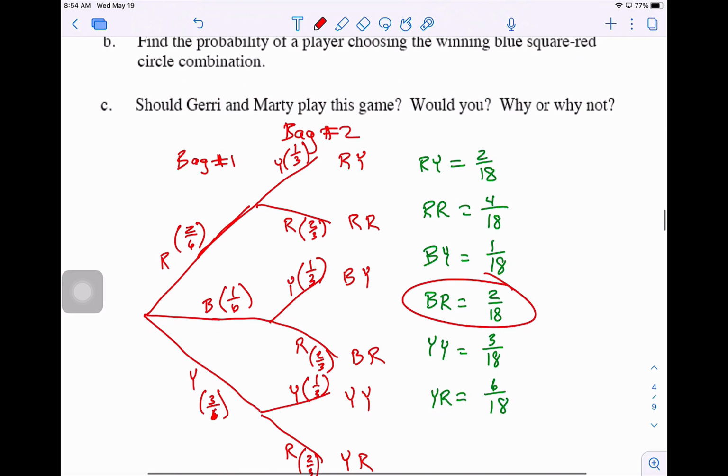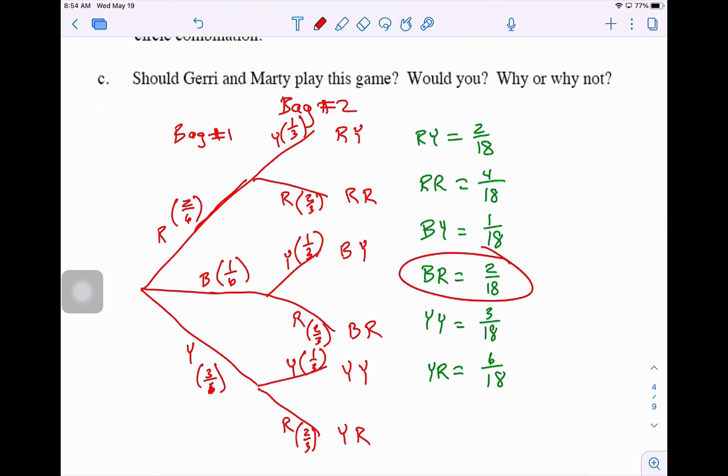So then the question is, when you get to part C, so should Jerry and Marty play this game? What do you think? Would you play it? No, why not, Grace? That's a ridiculously low probability. There you go. Yep. And that's probably, I think, what most people would say. Like I said, 2 out of 18 reduced to 1 out of 9. Chances of you winning is only 1 out of every 9 times you play.